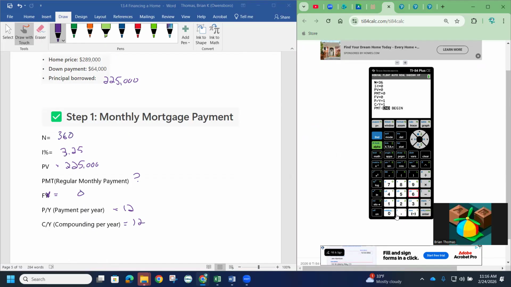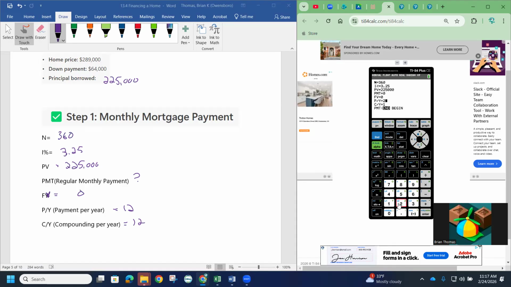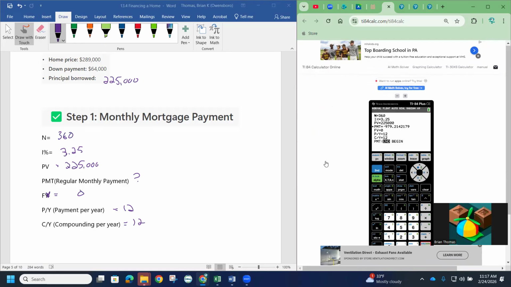So if we put this into our calculator, so apps, TVM solver, finance. So 360 goes there. And remember, you can also just use the table to do this as well. It's pretty quick. So interest rate was 3.25. Present value is 225,000. We do not know the payment. The future value is zero. We're making 12 payments, and compounding 12 times a year. Now, if we go up here to regular monthly payment, we can solve for that. So hit alpha, solve, and it'll give us our monthly payment.